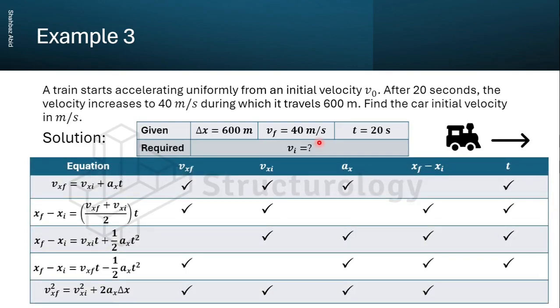Based on this, the second equation of motion is the most suitable equation to solve this problem, because we have final velocity given to us, we have displacement given to us, time is also given, and we need to find the initial velocity.